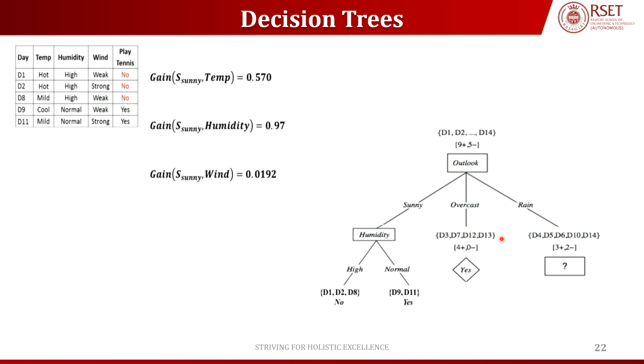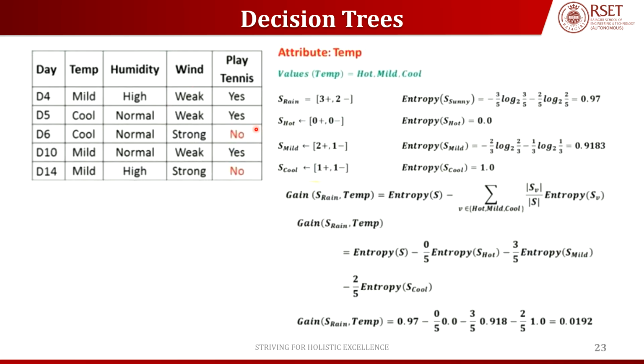Now we go for splitting the rain branch. So finally we look at the rain branch, which has 5 days, that is 3 yes and 2 no's. We need to find out the best split here using the features temp, humidity or wind. So next, for temp, the gain is 0.192. The same calculation is repeated just like we calculated for the sunny branch.